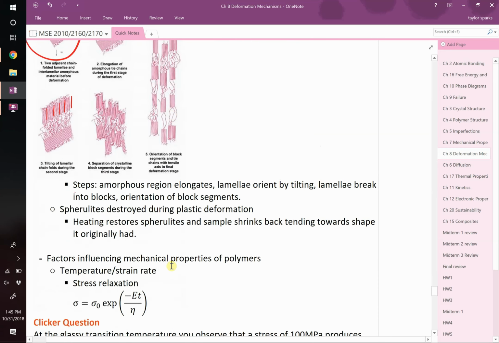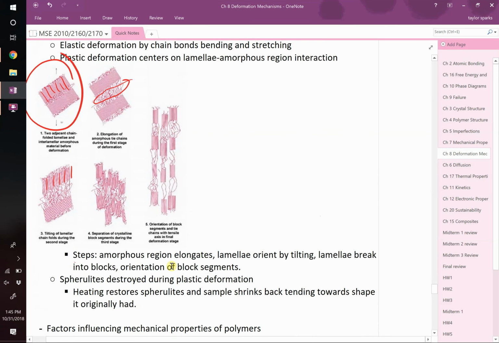And we're out of time, so we'll do the final bit here next class, and then we'll dive into diffusion next class.